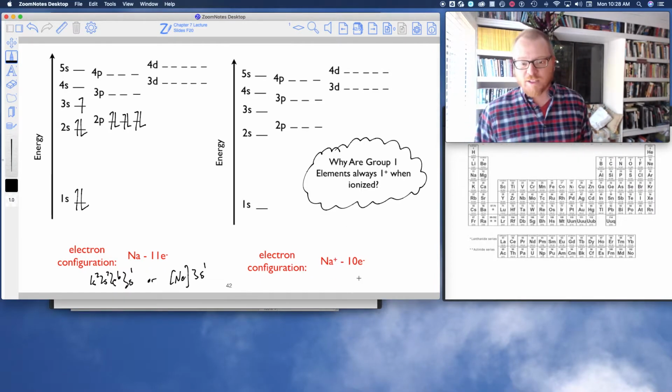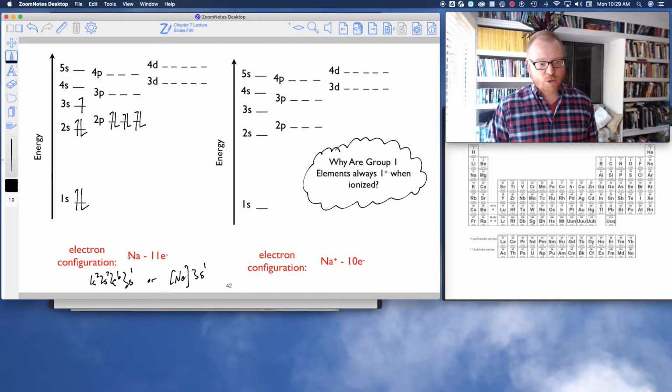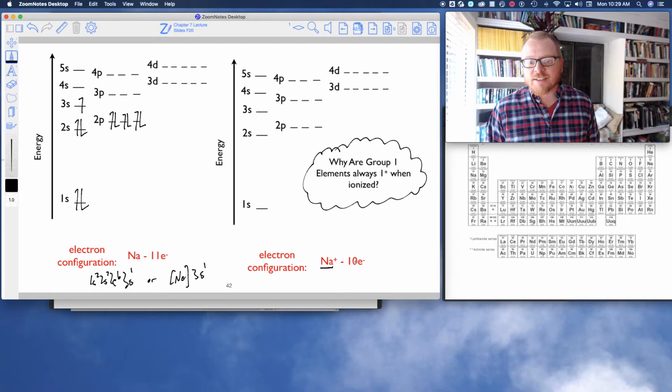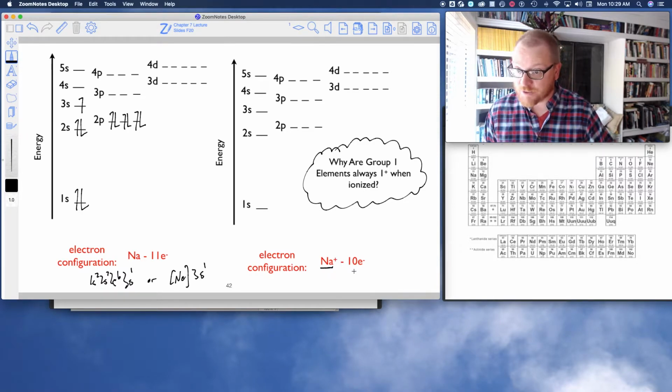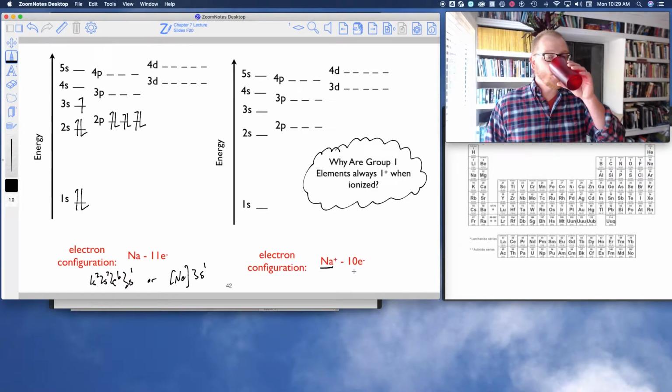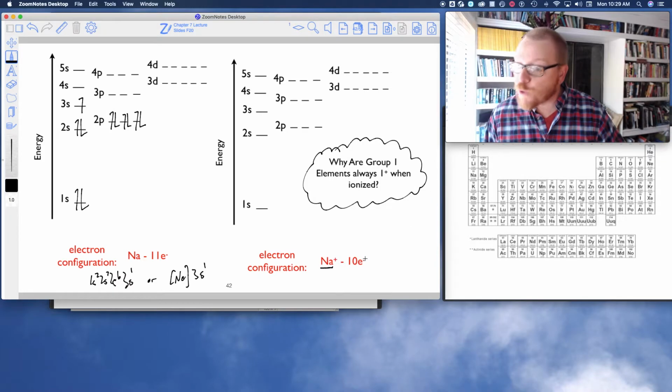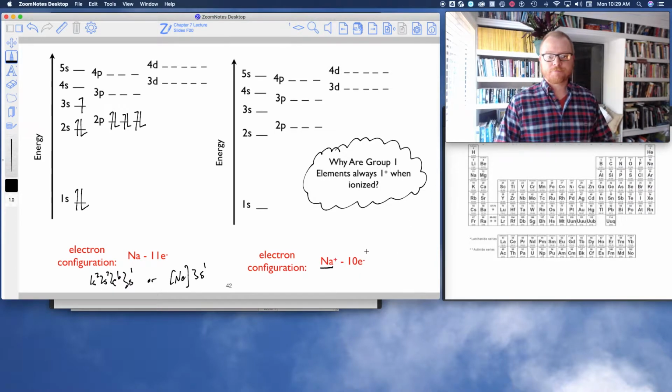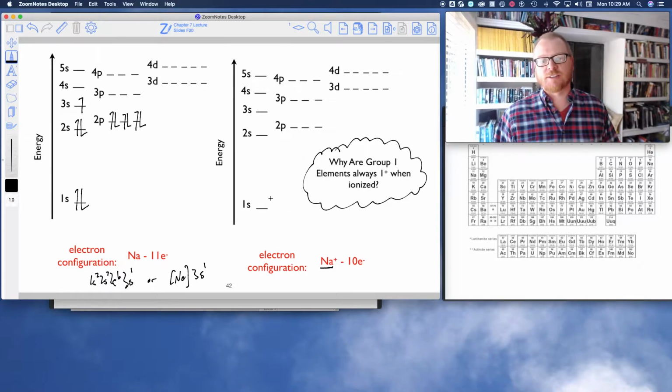Why? Well, let's do the electron configuration. So we know sodium solid has 11 electrons, but sodium plus has to have 10 electrons, right? When we make a cation out of it, we remove one single electron. So let's populate 10 electrons on this thing.